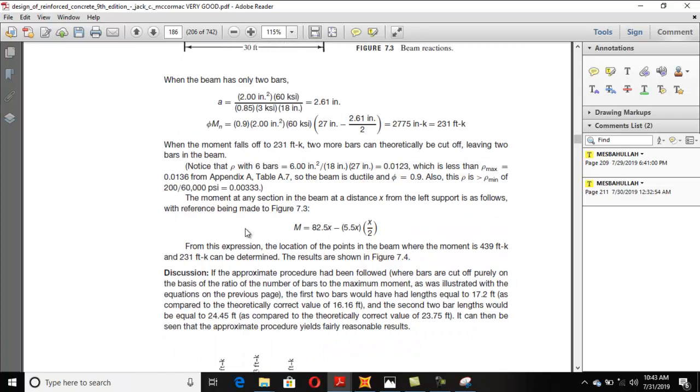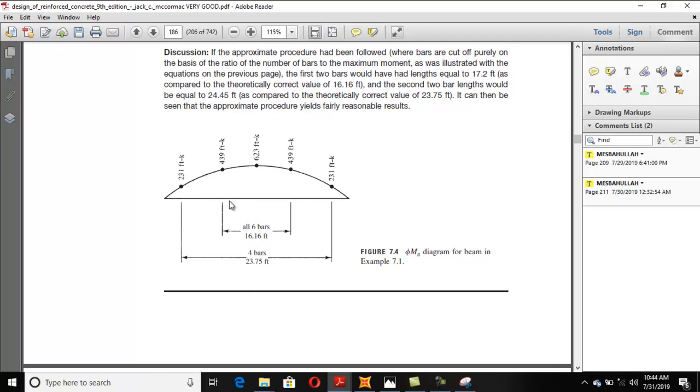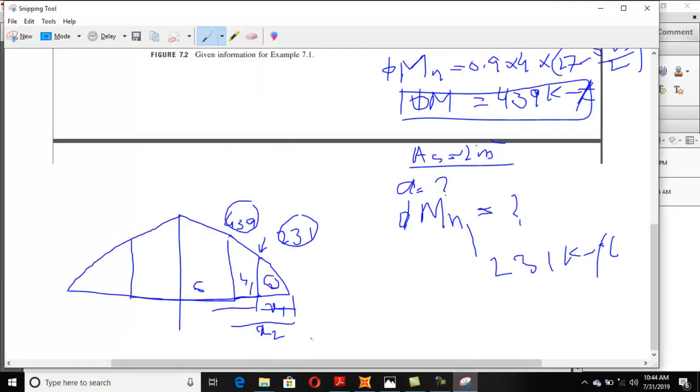Okay, so now the question is that you have to find out the maximum capacity. 623 foot-kips is the maximum capacity. 4 bars will give you 439, and 2 bars will give you 231. Now the question is that between these two points you have to provide 6 bars, between these two points you have to provide 4 bars, and between this point and this point you have to continue 2 bars. Clear? This should be clear right now.